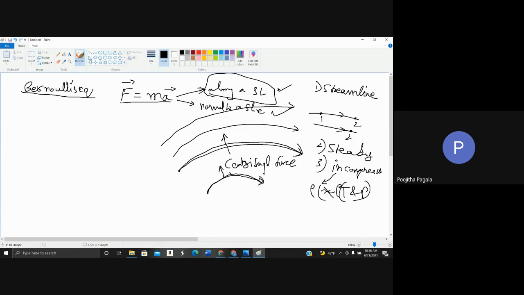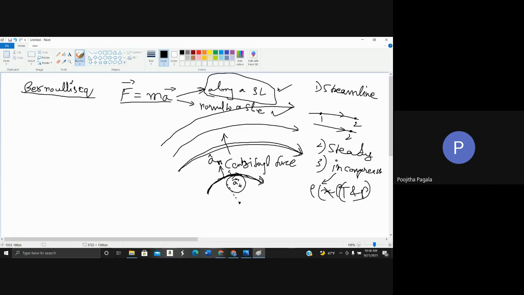which is always directed away from the center. So for this curvature, with its center here, there will always exist a force which is directed outward. That acceleration is denoted as an, the normal component. So you have a tangential component and a normal component.